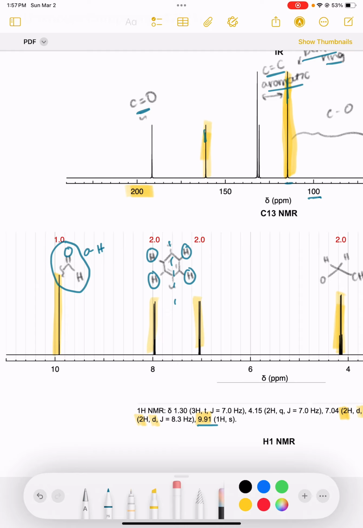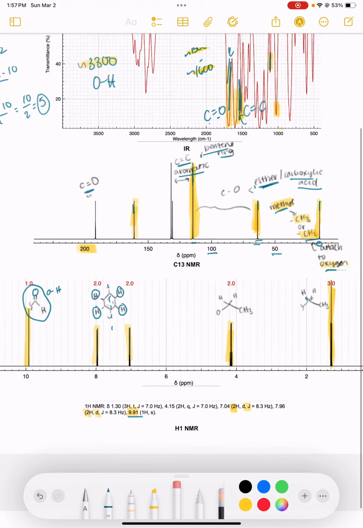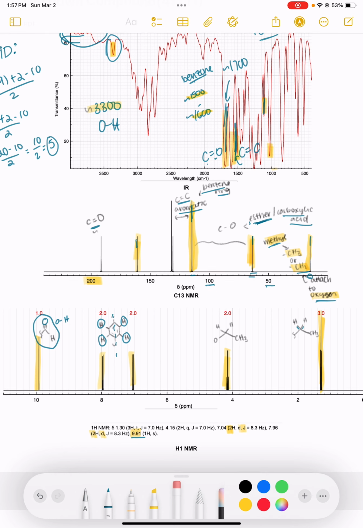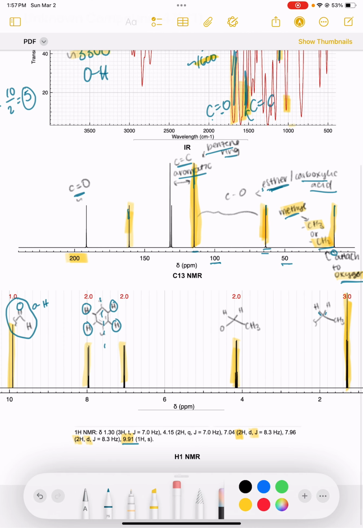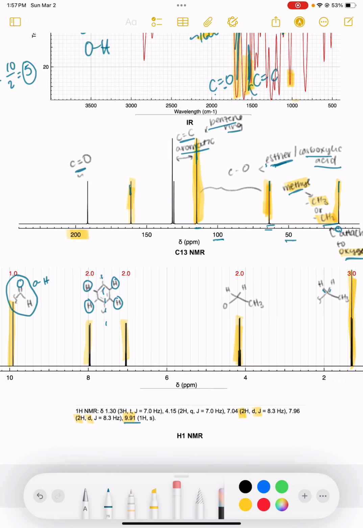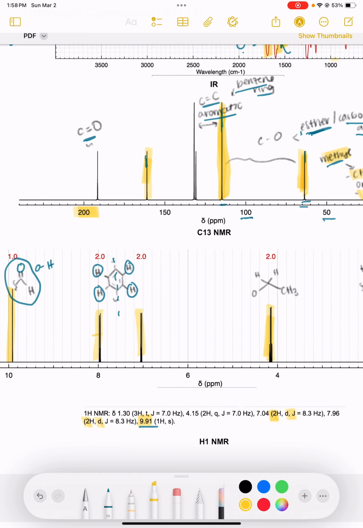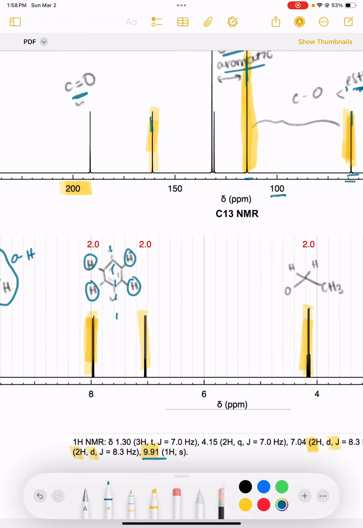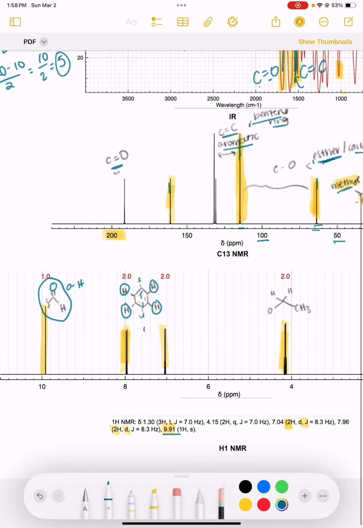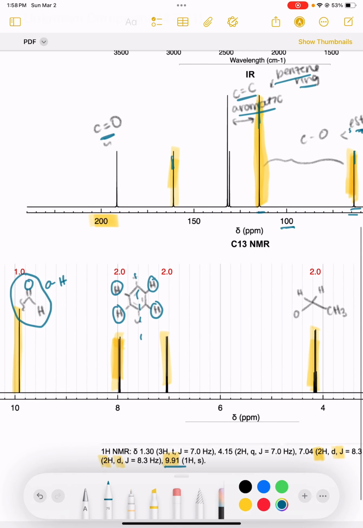And then if you look at 7.96, which is approximately here, we see that it is still in the aromatic, benzene ring region. So I drew a benzene ring, and it's a doublet, as they said here, a doublet with two hydrogens. So I drew the benzene ring and attached two hydrogens to it, since it's a doublet.